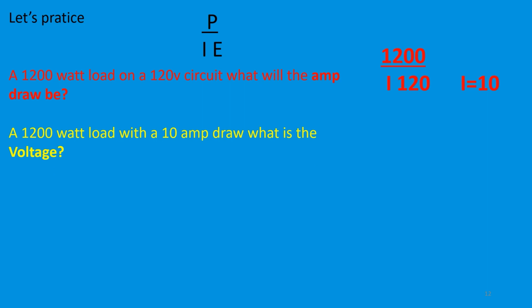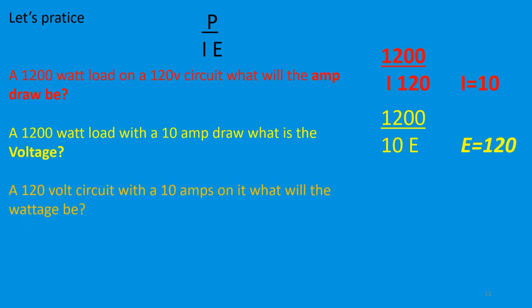All right, so let's say we have 1200 watts with a 10 amp draw. What is the voltage? Same thing, you always lay your problems out in the pyramid style. So we put 1200 on top, we put our known current, and we're trying to solve for voltage. We just take 1200 divided by 10, and that equals 120.